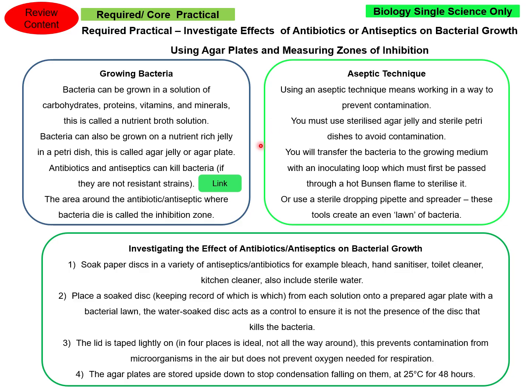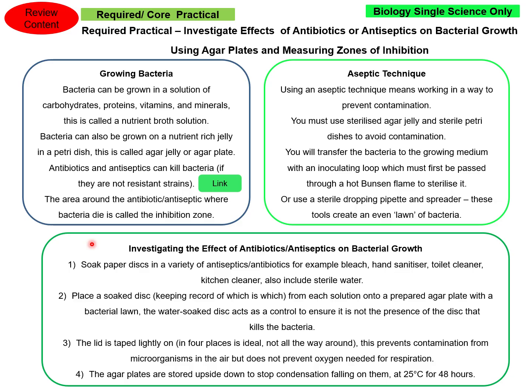You will transfer the bacteria to the growing medium with an inoculating loop, which must first be passed through a hot Bunsen flame to sterilize it. Or use a sterile dropping pipette and spreader, and these tools create an even lawn of bacteria once they've grown. A bit like a grassy lawn, which is why it's called a lawn.